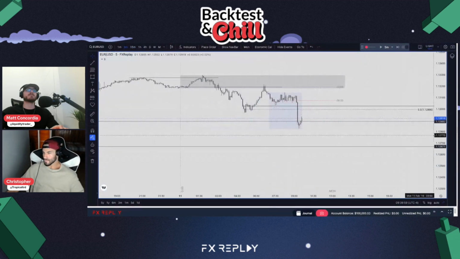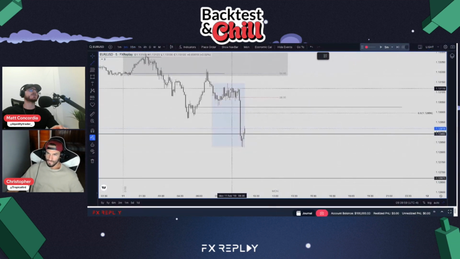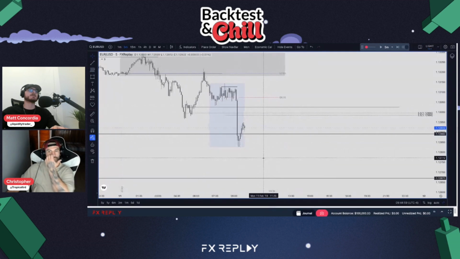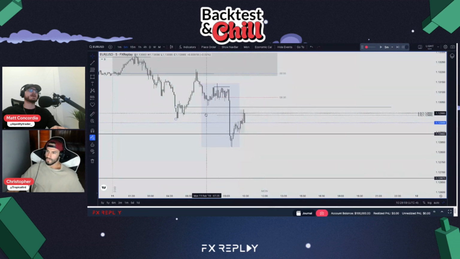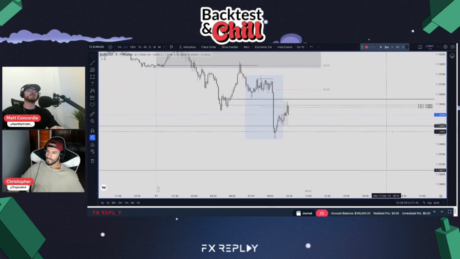On the 15-minute and 5-minute, where was the last sweep of liquidity? It was right here. So that to me, look at that, 50% comes right back up into that rejection block / order block there. There you go, you see that? Look at that, that is 50% of that rejection block.